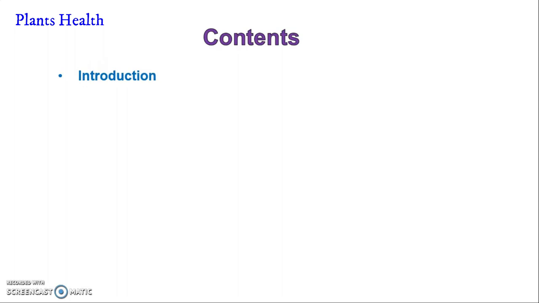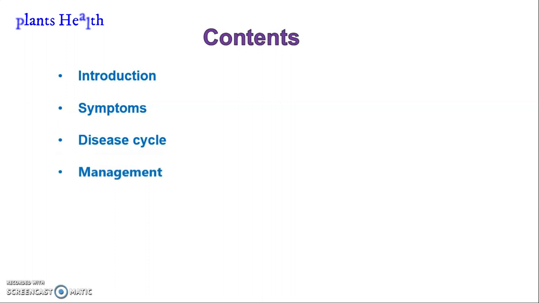So today's lecture contents are: introduction, where I will introduce early blight disease in detail, and then I will talk about symptoms on potatoes and tomatoes, and then I will describe the disease cycle, how the pathogen infects the potatoes, and then finally I would like to talk about the management, how can we control this disease. And finally, I would like to give the references of those researchers from where I have got this information. So first of all, introduction.